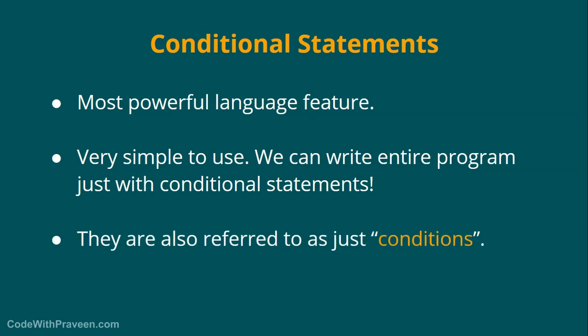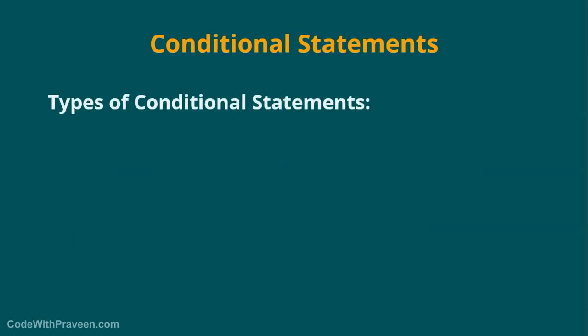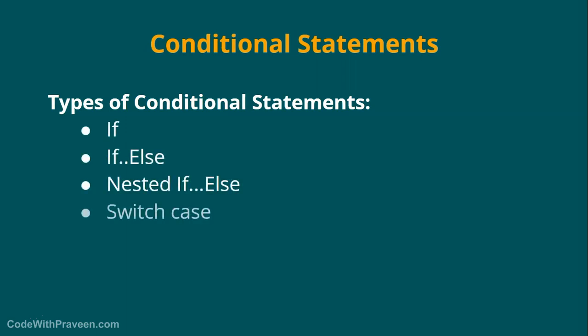Finally, these are also referred to as just conditions. You might hear, okay, this is a condition statement, or it's just conditions. They refer to one and the same. Coming back to the different ways of achieving this conditional logic, we broadly have 4 different types of conditional statements. They are if, if else, nested if else, and finally switch case. Most programming languages support these types of conditional statements.